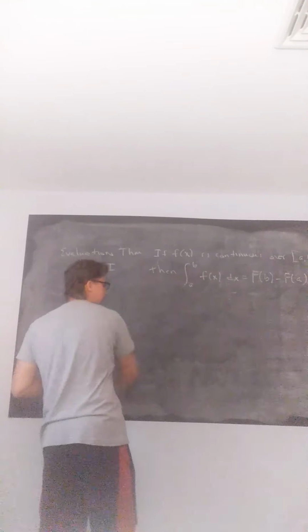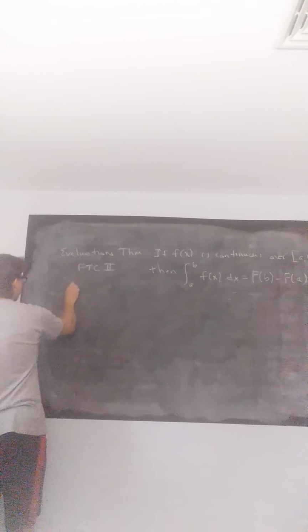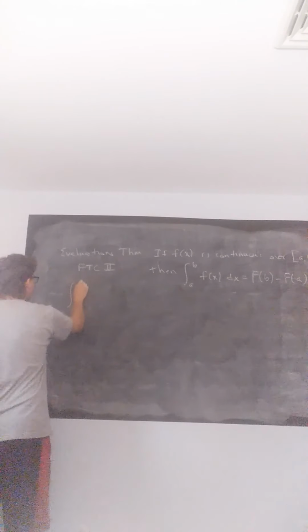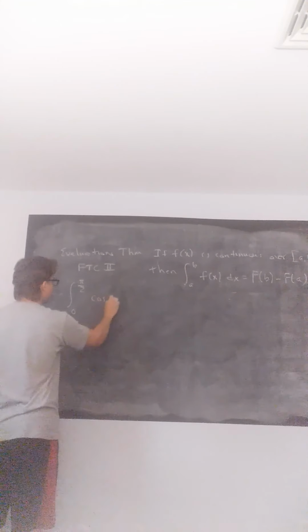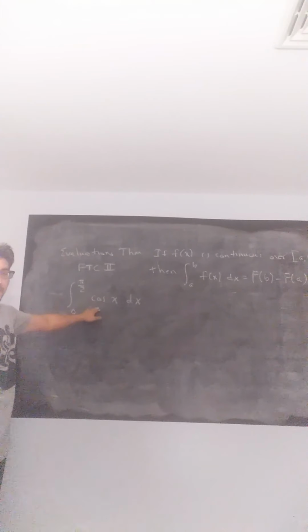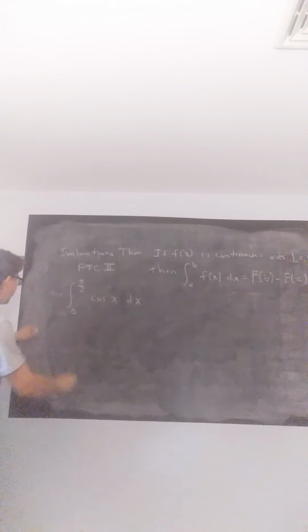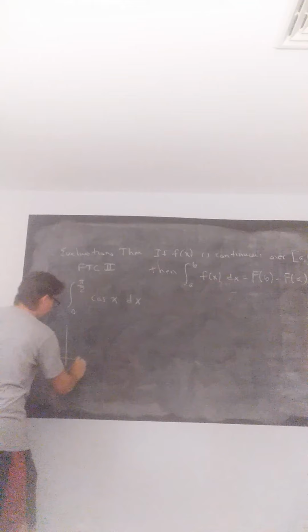One that the French mathematician de Roberval looked at initially, which is this integral here, 0 to pi over 2 of cos x dx. So we want to integrate cosine from 0 to pi over 2. So graphically, what does that look like?